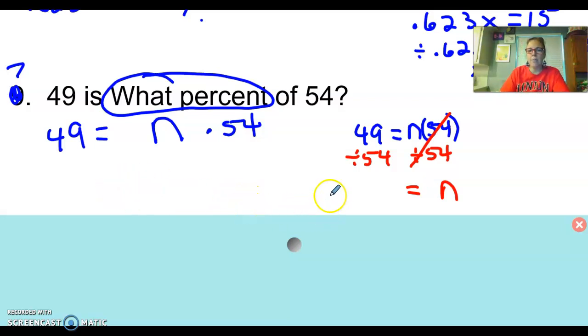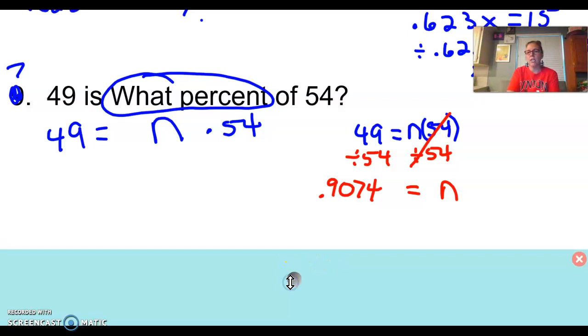So you're going to end up with 0.9074. Okay, but we need it to be a percent. So we have to change our decimal back to a percent. So remember, we're going to multiply it by 100 or move the decimal 2 places to the right. So it's 90.74%. It's okay that you have a decimal in there still.